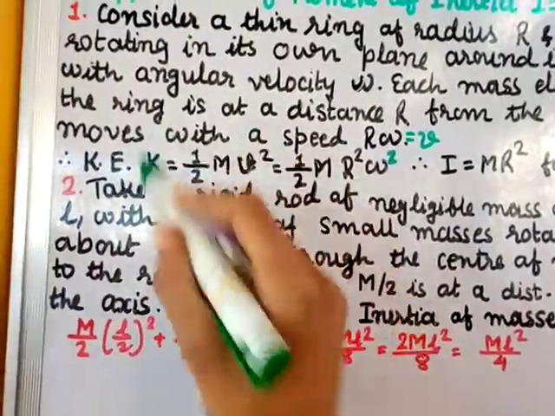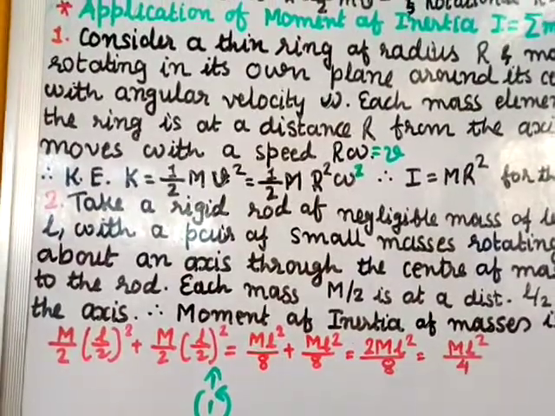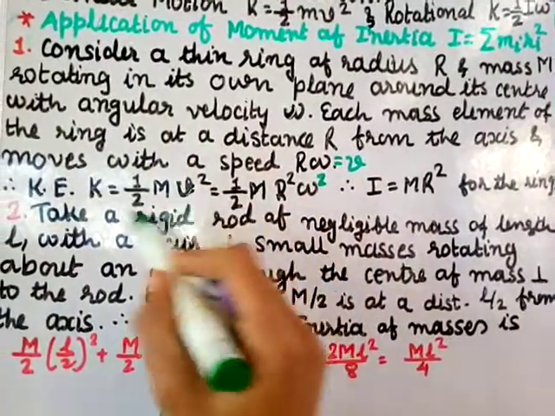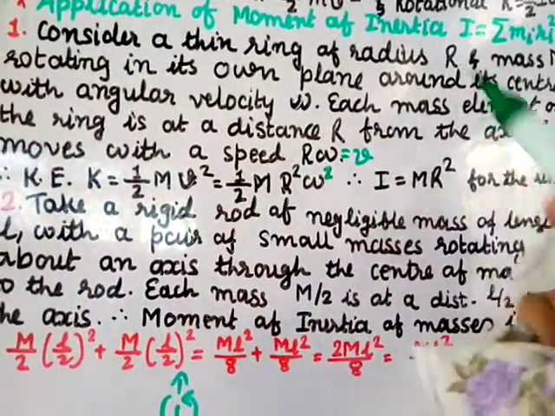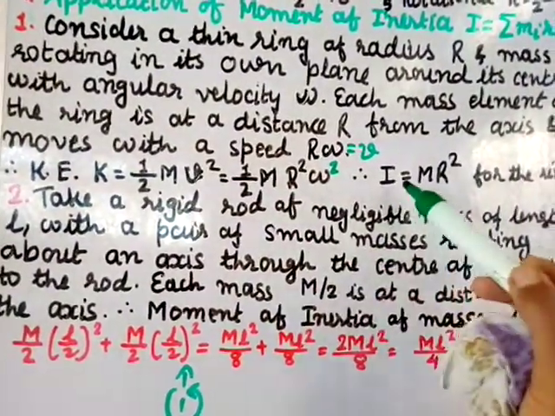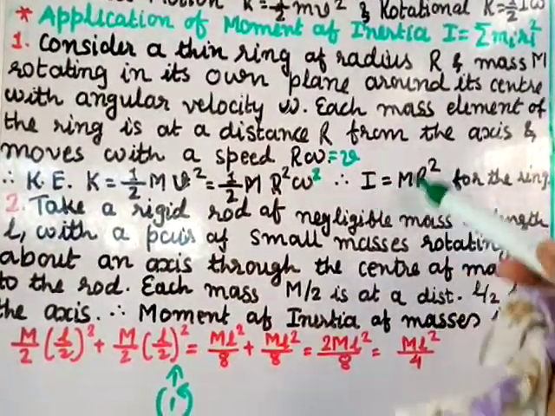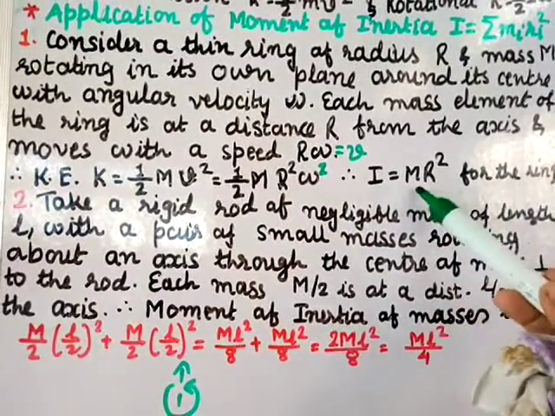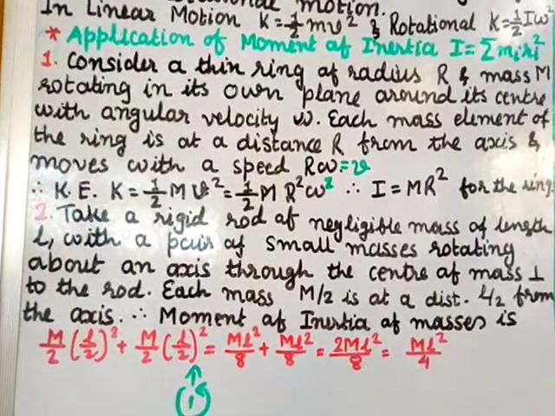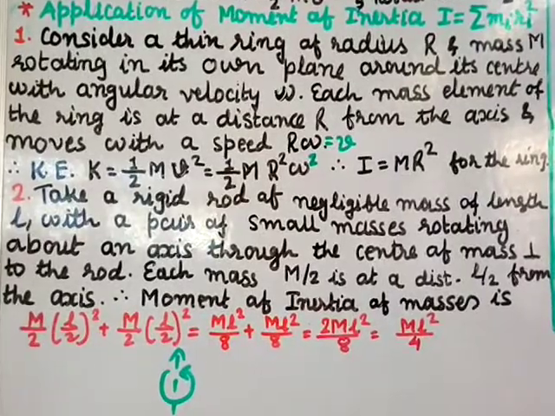This is the formula for the kinetic energy. In this, the v value is R omega, that is the speed at which each particle of the ring is rotating. When you square, you get R square omega square and 1 by 2 m as it is. That means here I is equal to mr square. The moment of inertia for the ring is I equal to mr square, right? And omega square is from the angular velocity.